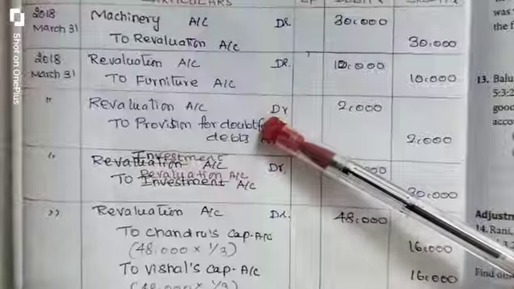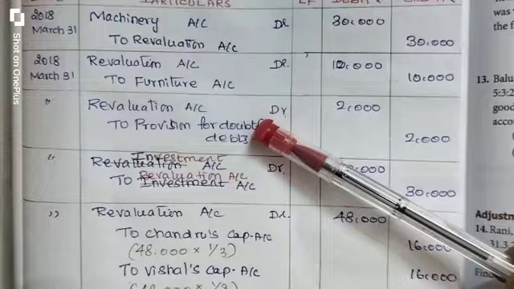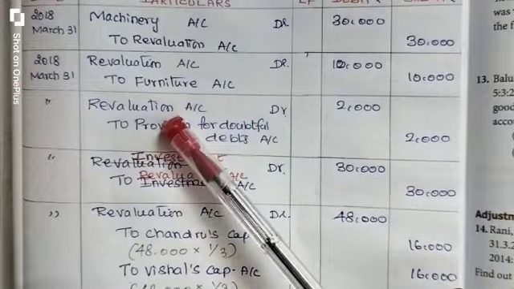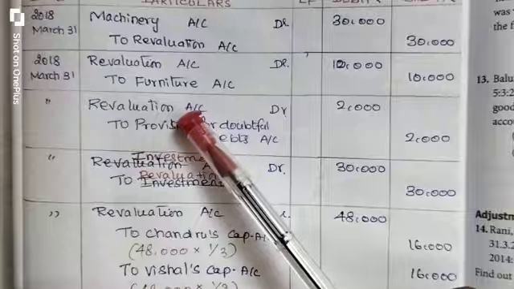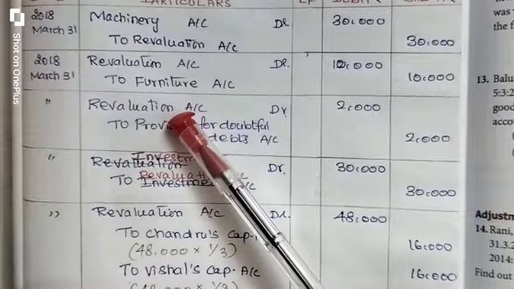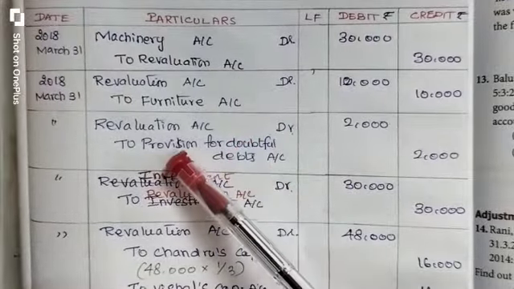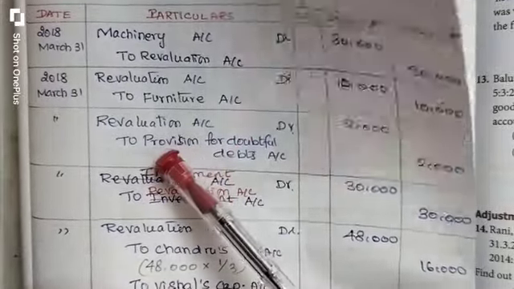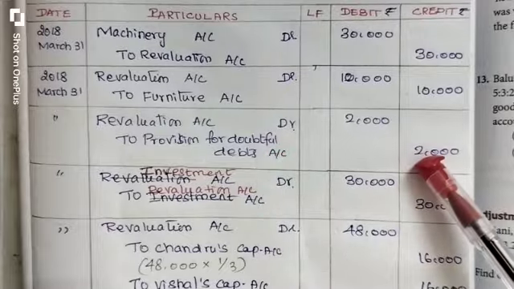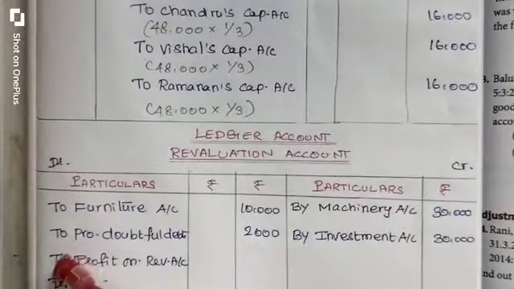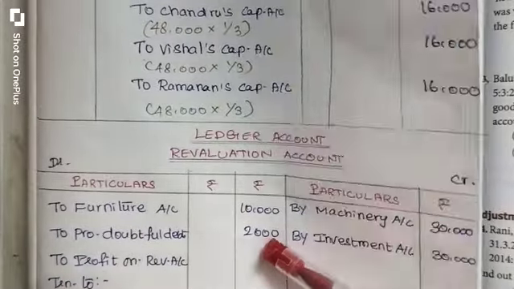The next transaction, let's check the next transaction in the journal entry. Where does the revaluation account occur? It is on the debit side. So you go to the debit side of the revaluation account and write the opposite account. Which is the opposite account from the revaluation account? Provision for doubtful debts, 2,000 rupees. So you have to write to provision for doubtful debts 2,000 rupees entered.